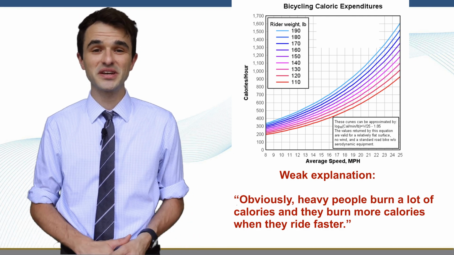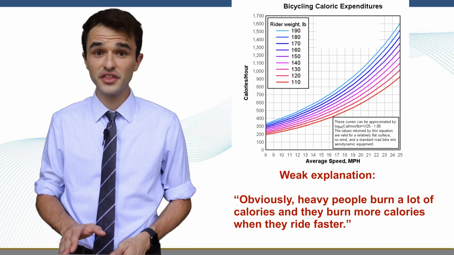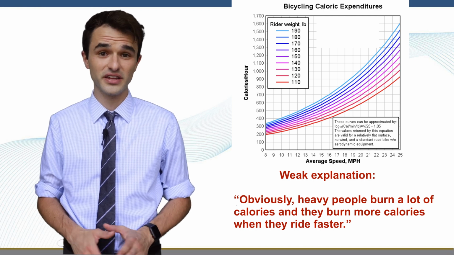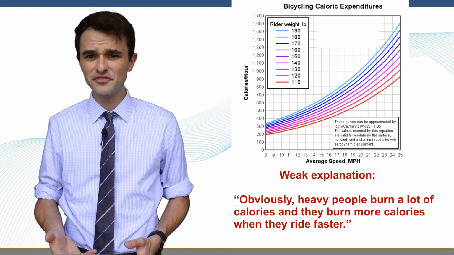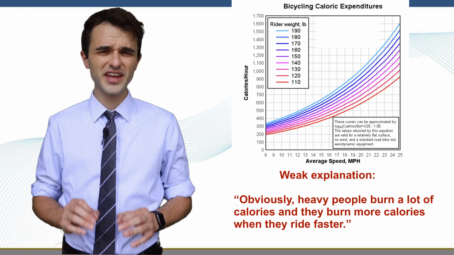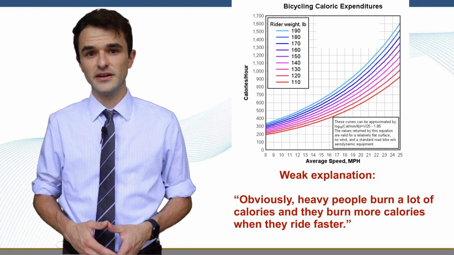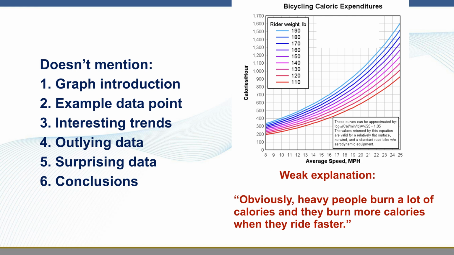This example is weak because we don't want to say obviously. It's best to assume that nothing about your data is obvious to your audience. Additionally, heavy, a lot, more, and faster are all vague words. Vague means unclear or unspecific. This is a weak explanation because it doesn't mention any of our 6 key points: a graph introduction, an example data point explained, interesting trends, outlying data, surprising data, or conclusions.